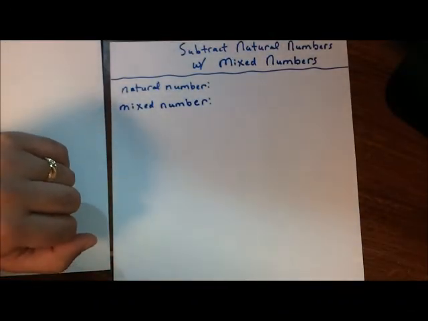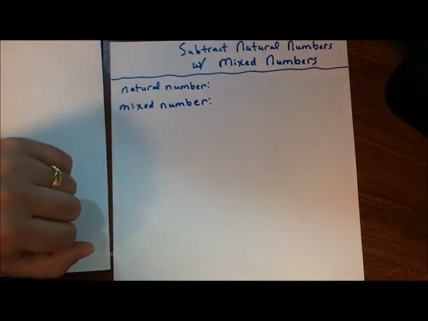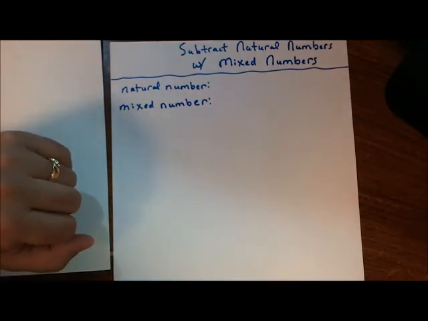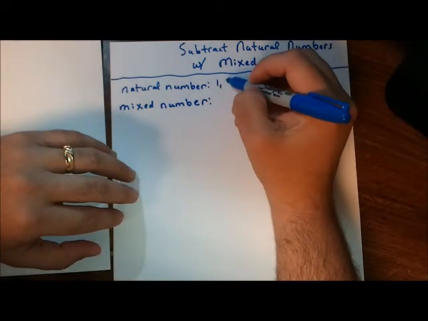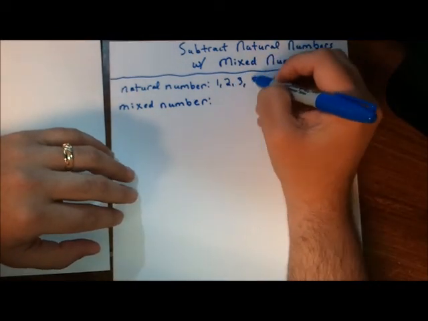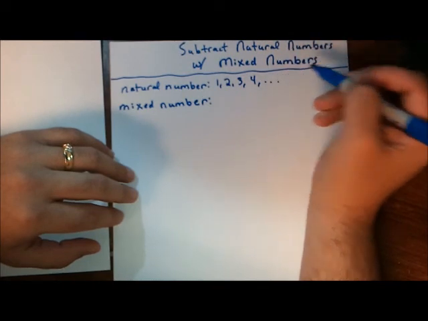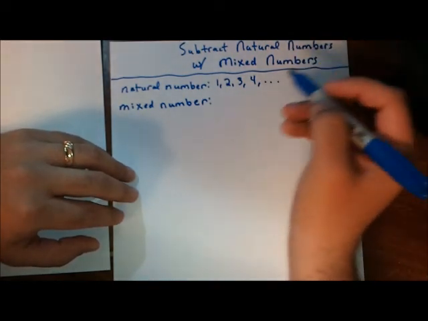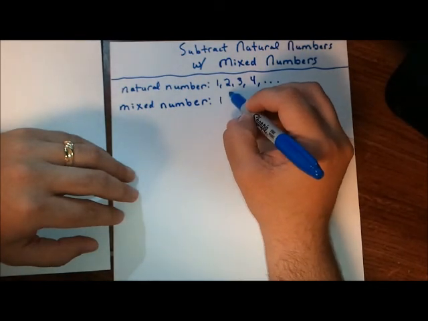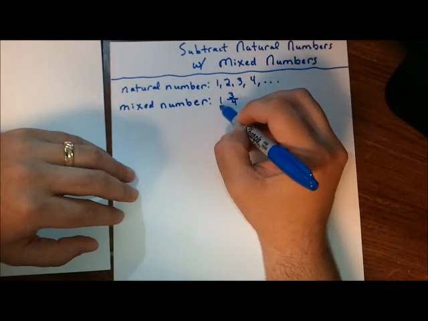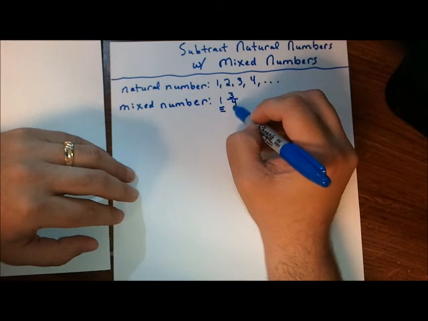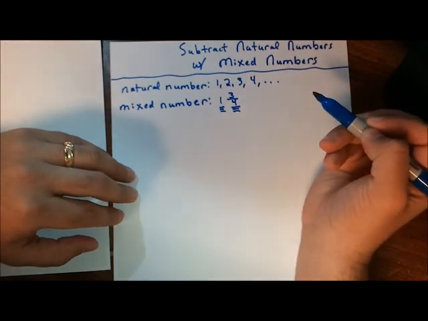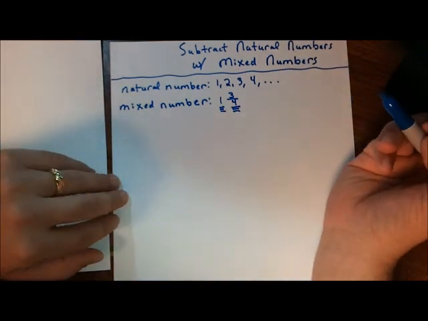Hello, in this video we're going to learn how to subtract natural numbers with a mixed number. Now remember that a natural number is simply a counting number such as 1, 2, 3, 4, and so on. A mixed number is just a natural number with a fraction next to it. For example, we could have 1 and 3/4. We have a natural number here, and then we have a fraction over here. That is just simply called a mixed number.